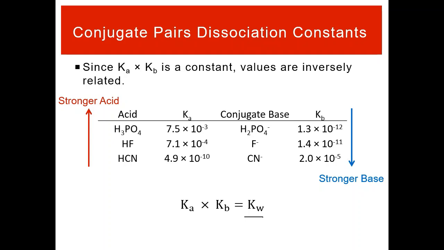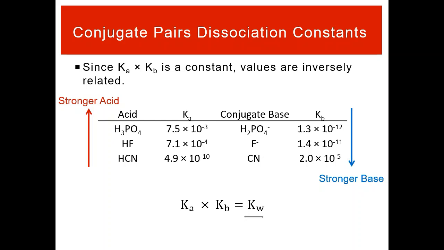So for a weak acid that is relatively stronger, so we've looked at this relationship, H3PO4 is a relatively strong weak acid. That means its conjugate base has to be a relatively weak base. So the stronger the acid is, the weaker the conjugate is. And this is a generally true fact.